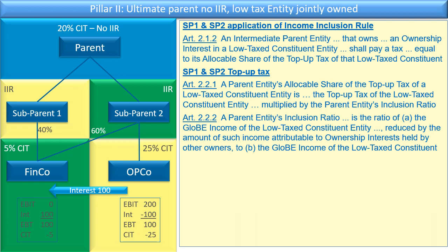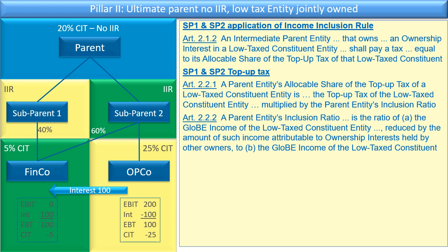And the parent entity inclusion ratio is defined in Article 2.2.2, and it's a bit of a weird one. It says a parent entity's inclusion ratio is the ratio of A, the GloBE income of the low tax constituent entity reduced by the amount of such income attributable to ownership interests held by other owners, over B, the GloBE income of the low tax constituent entity. I say that this is a little bit of a weird formula because I think it's difficult to word fractions properly, right? But if you take your own part reduced by the attributable income of other owners, you have already calculated the other owners, in other words.